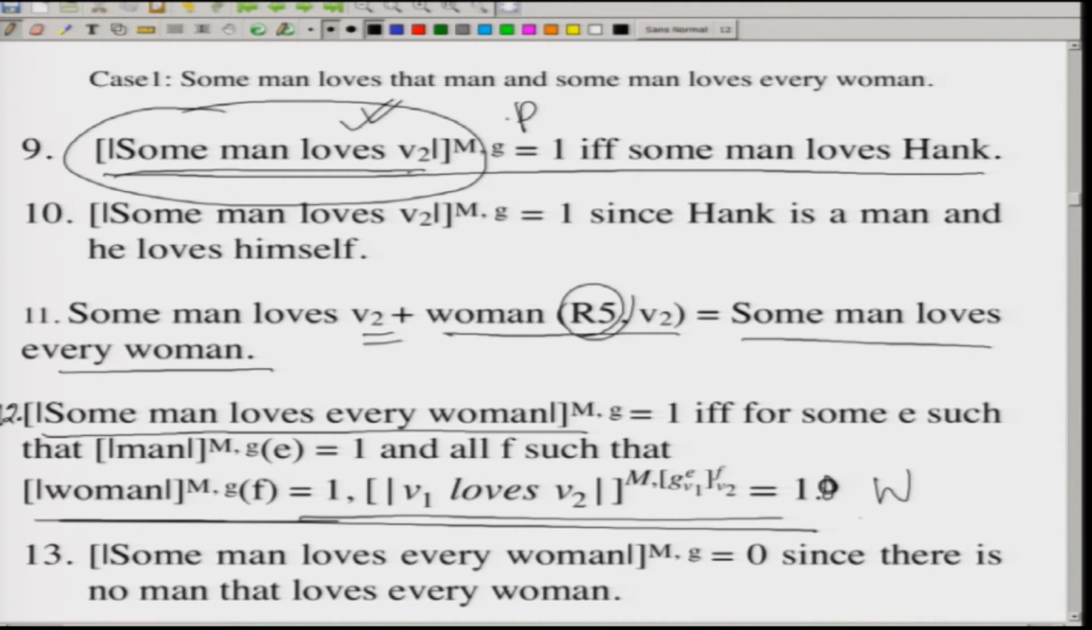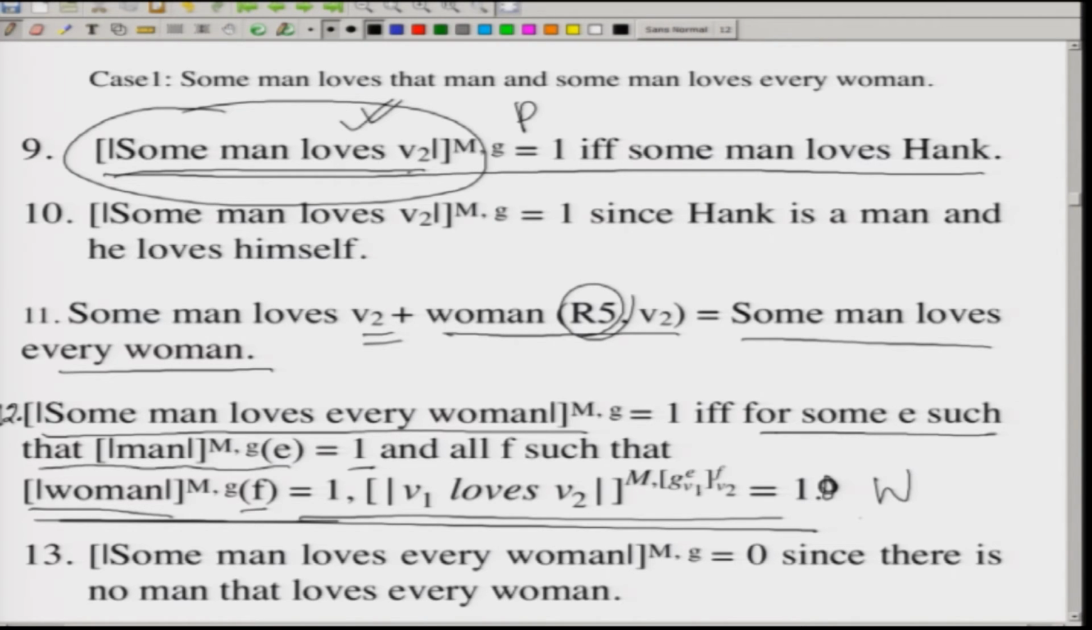So the language, we have to be very careful about the language, because the textbook doesn't really give us step by step solutions to problems. So I prefer this language. I would say some man loves every woman. What is the truth value? So what is the truth condition? Some man loves every woman with respect to g is 1 if and only if for some e such that man takes e and yields 1, and this is repeated for all f such that woman takes f and gives 1, V1 loves V2.